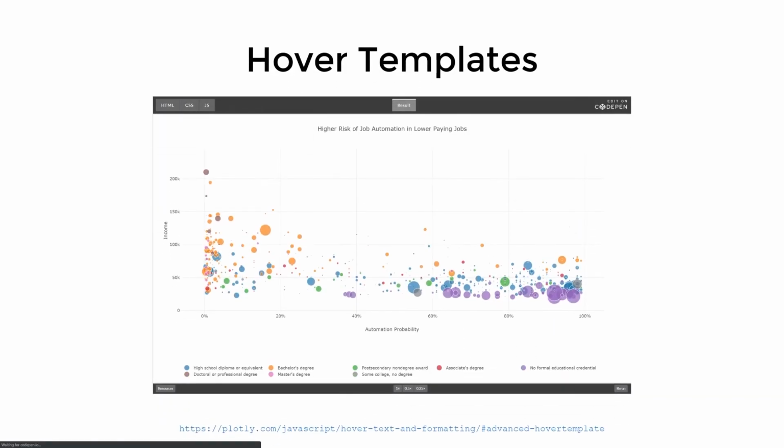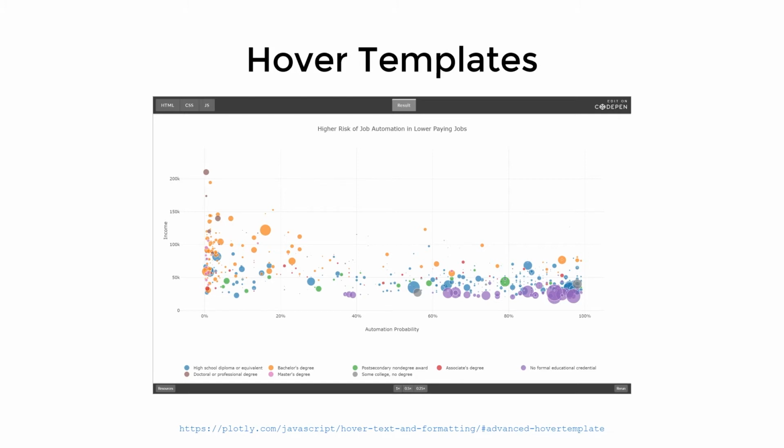If you want to include more information in your hover labels, Plotly has a feature called hover templates that you can use to customize the text and content that's getting displayed using HTML syntax.